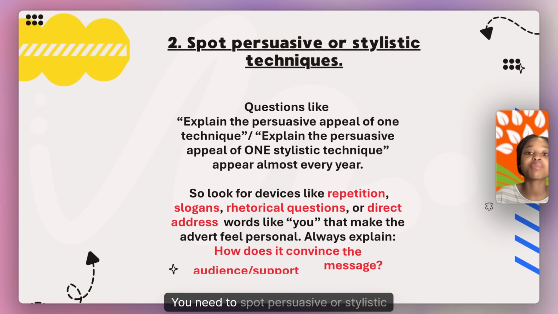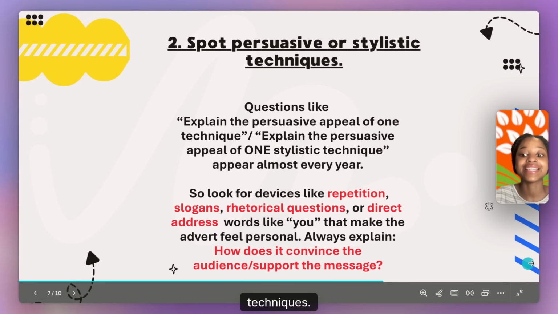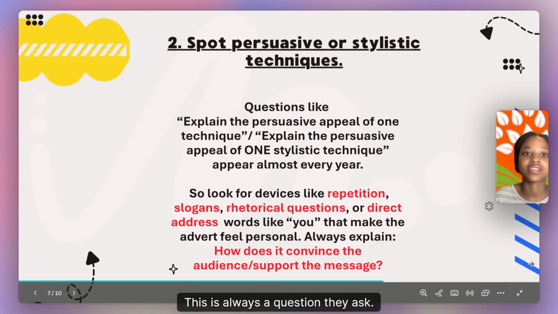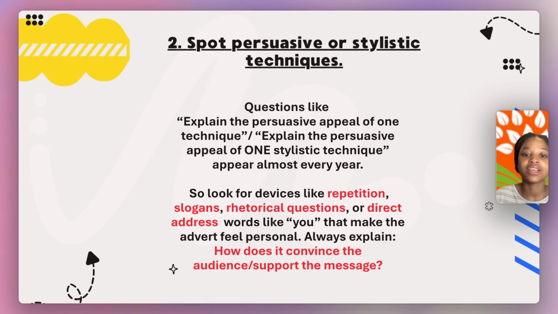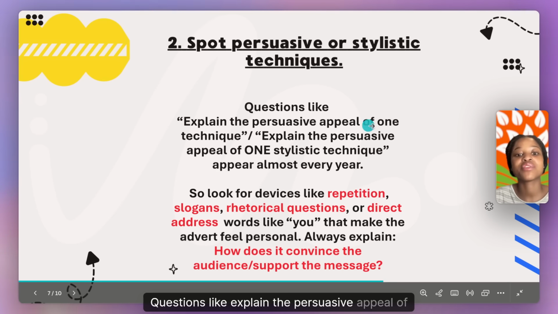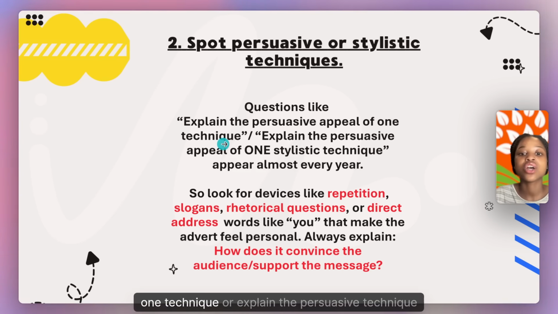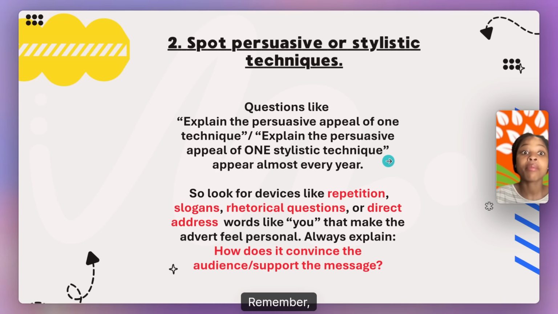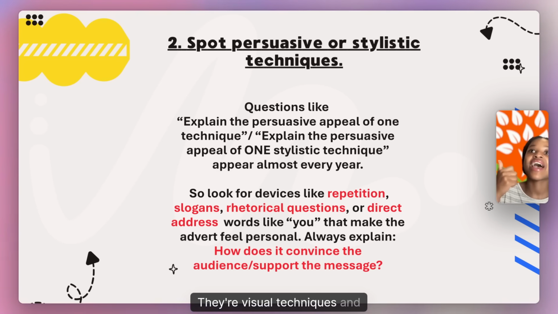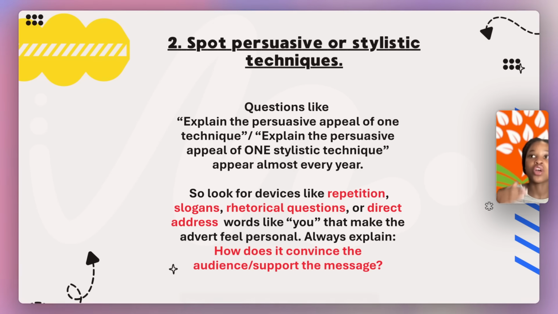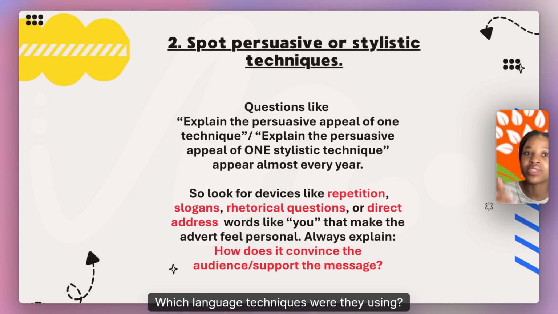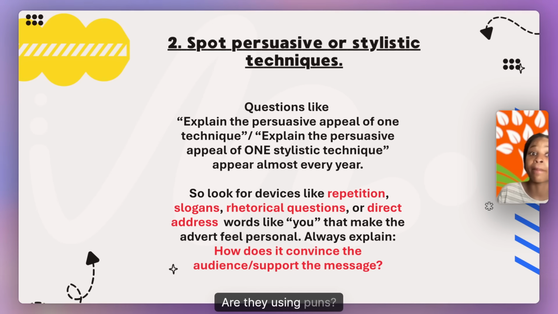Sorry. You need to spot persuasive or stylistic techniques. This is always a question they ask. Honestly, it will always be there. Questions like explain the persuasive appeal of one technique or explain the persuasive technique of one stylistic technique. Remember, what are your techniques? I just spoke about them. They're visual techniques and they are language techniques, but you need to go a step further. Which language techniques were they using? Are they using alliteration? Are they using puns?